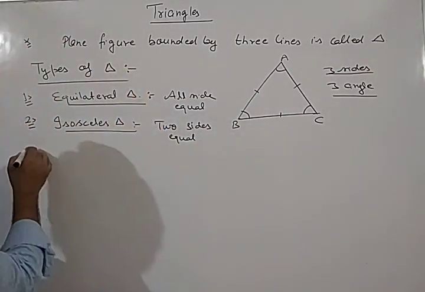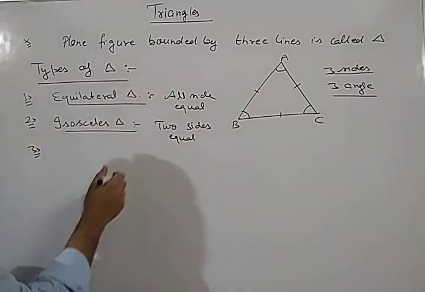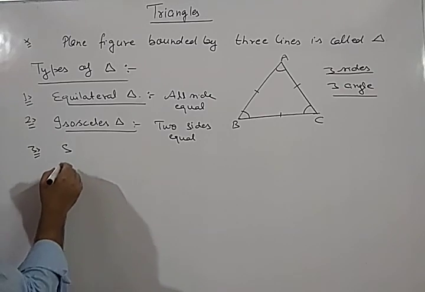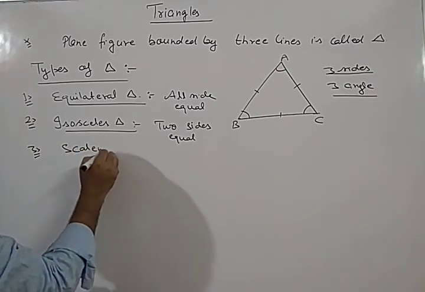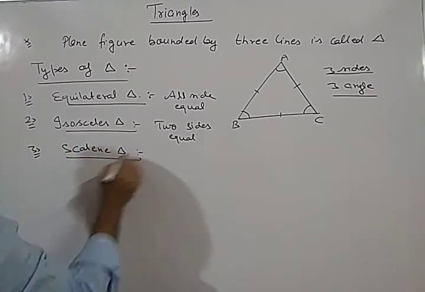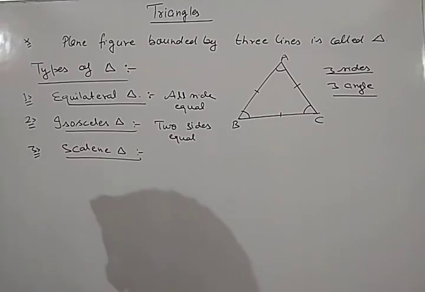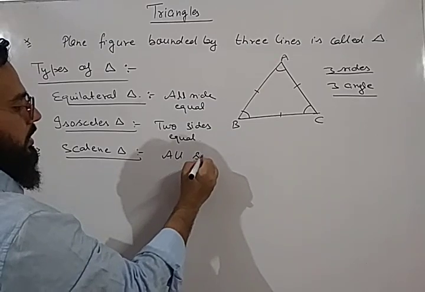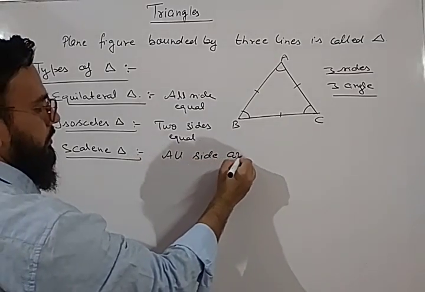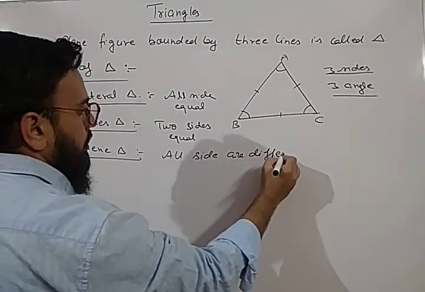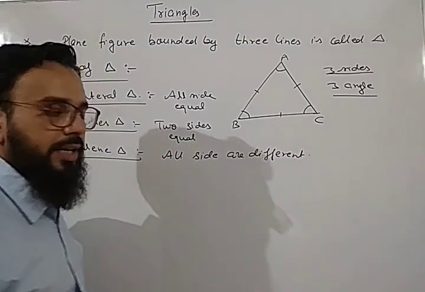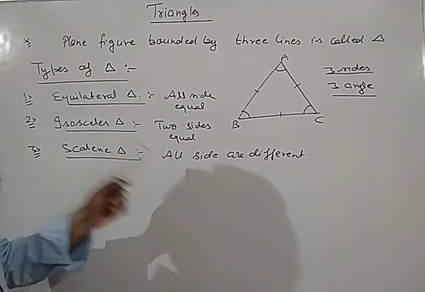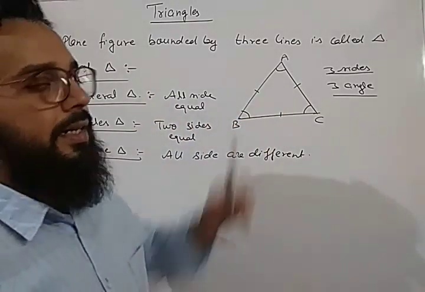And the third type of triangle based on the sides is scalene triangle. So what is scalene triangle? All the sides are different. Okay, all the sides will be different. Then such a triangle will be known as scalene triangle. So basically these three triangles are there on the basis of sides.